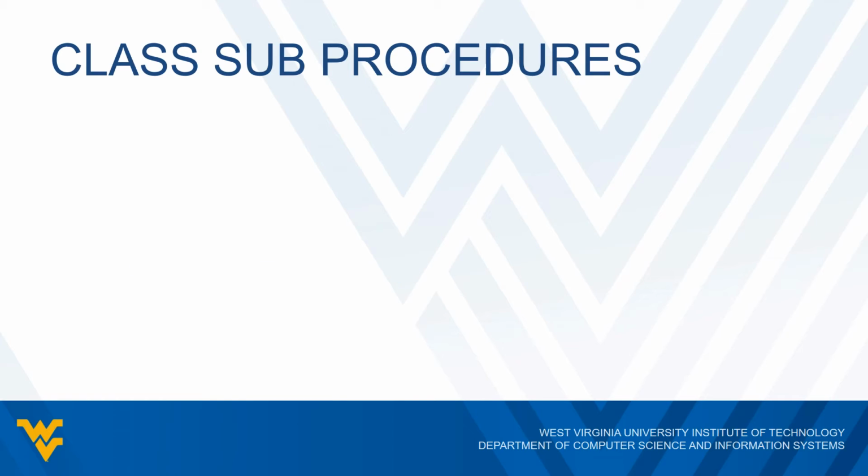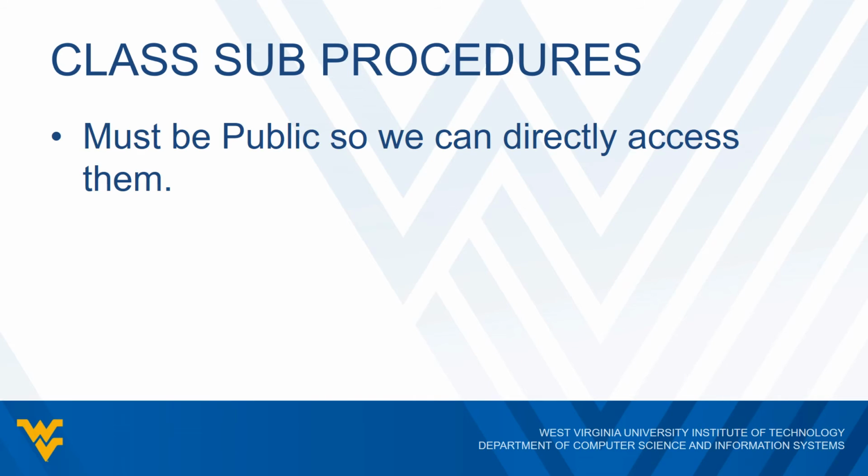All that's left is to now create the sub procedures for our class. Now these should be set to public, that way we can directly access them. If we made them private, then no other class would be able to access or call that particular sub procedure. Now with that said, there are circumstances where you would want to have a sub procedure be private if you were having, for example, some internal procedure for making some changes and you wouldn't want to have other classes access that. But most of the time, we're going to have our subs be public.